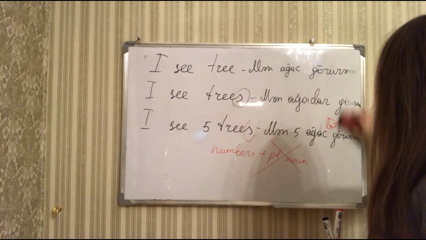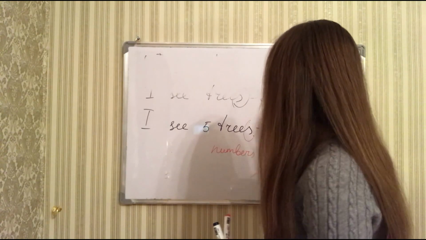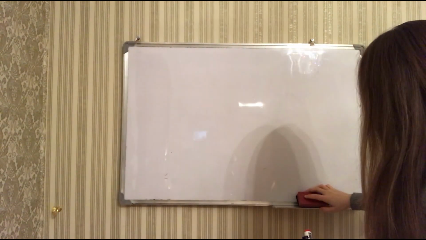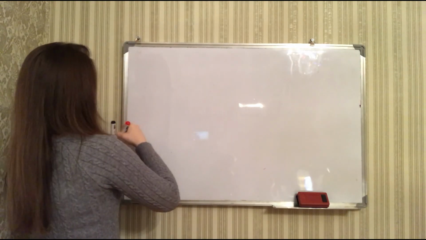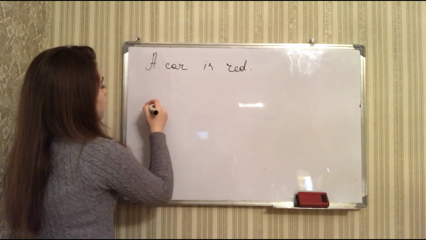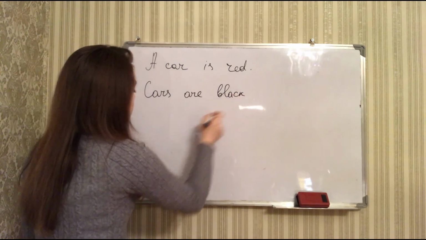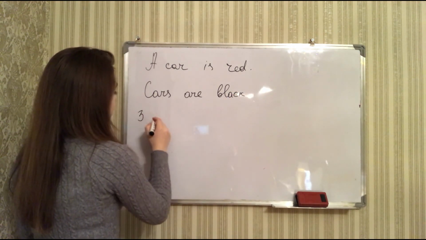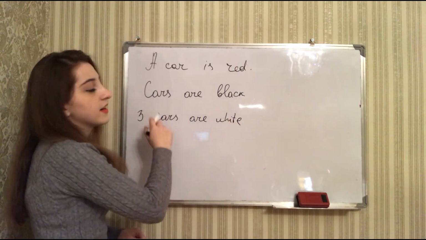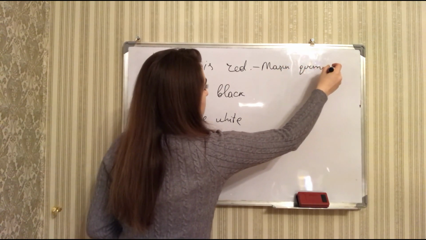Okay, now let's write another sentence. For example, okay, a car is red. Cars are black. Okay, 3 cars are white. Let's translate them again. A car is red. Maşın kırmızıdır.